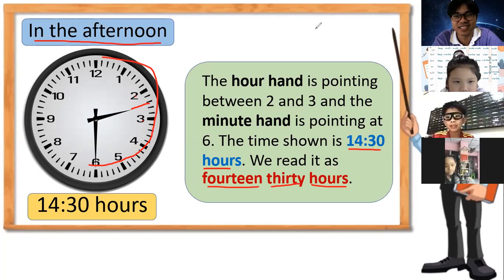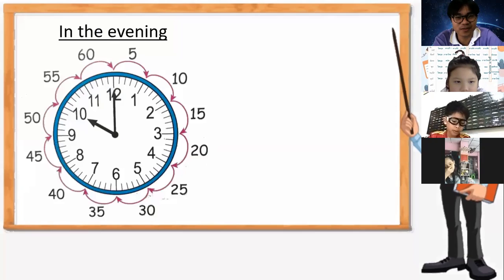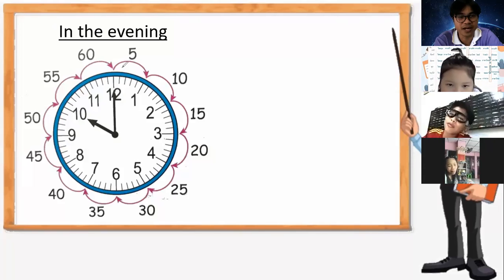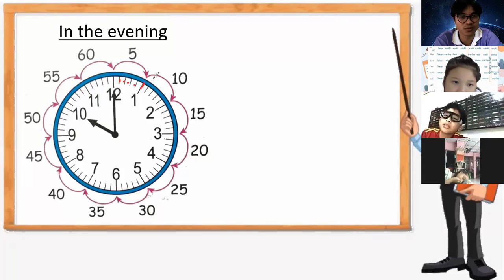Okay, all right, listen carefully. This one is in the evening. As we learned, the movement of the hands is clockwise. By 5: 1 minute, 2, 3, 4, 5. So 5, 10, as we mentioned a while ago, until 60 minutes.